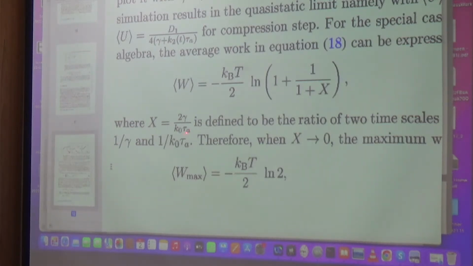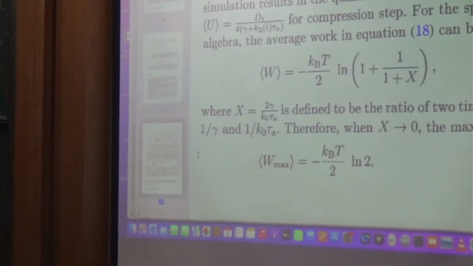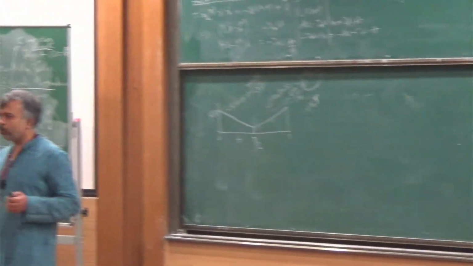But if tau a becomes very high, what happens? Highly active. Can we extract more and more and more work? That is also not the case. Then x becomes 0. This becomes a finite limit, kBT half log. I don't know why it is so close to Szilard. I have no idea. For maximum activity, the amount of work is saturated. So it is not crossing Carnot. This is the reason that it is not crossing Carnot at any point.